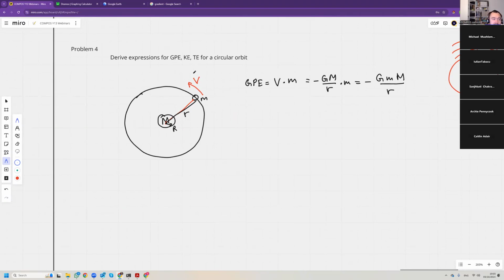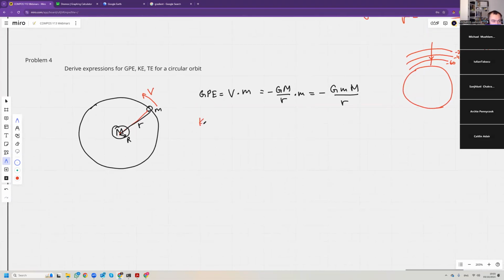Derive the expression for GPE, kinetic energy and total energy for a circular orbit. To find the kinetic energy we need v. We say that the gravitational force has to equal mv squared over r, and the gravitational force is GMm over r squared. So the centripetal force is equal to the gravitational force, because the gravitational force is the centripetal force. So m cancels, r cancels, and we're left with v squared equal to GM over r.